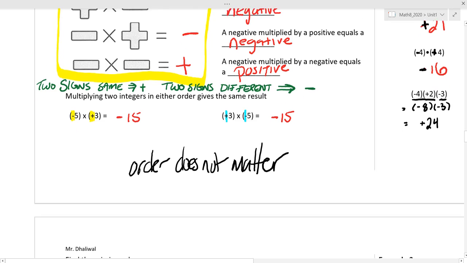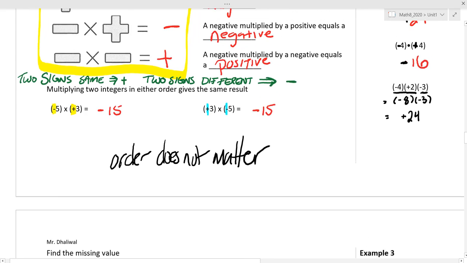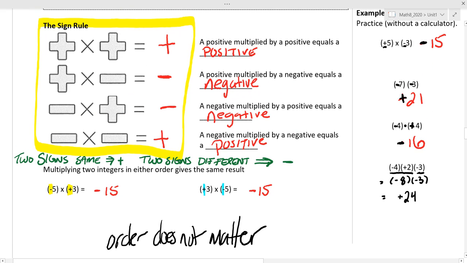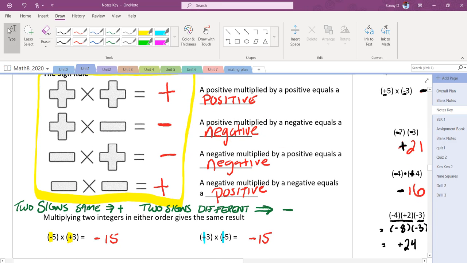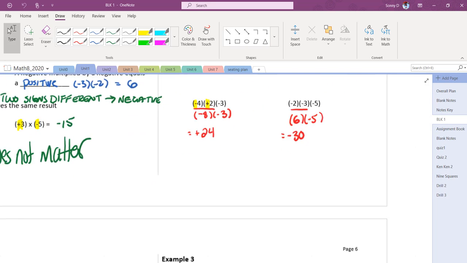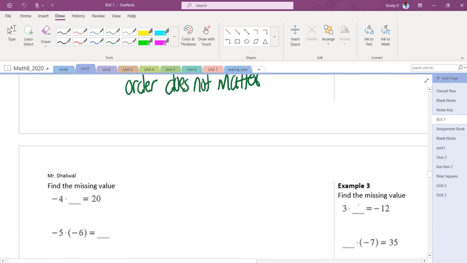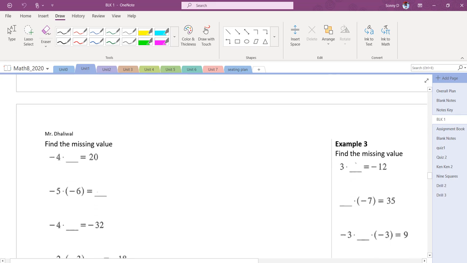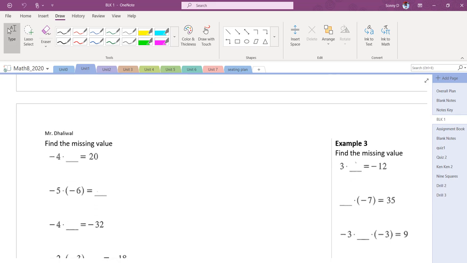Okay, so on to the, oh, that's why I'm not showing the right stuff. Oh, blank notes. Block 1, this is where I should be at. I was on the wrong page. Okay, so on to the back side.